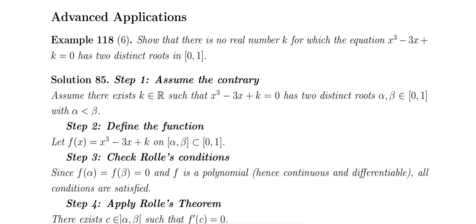So in this problem, show that there is no real number k for which the equation equal to 0 has two distinct roots in (0, 1). Okay, so that means no real number k for which the equation has two distinct roots in (0, 1).